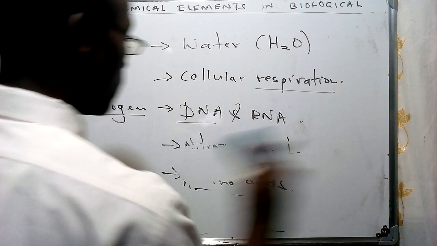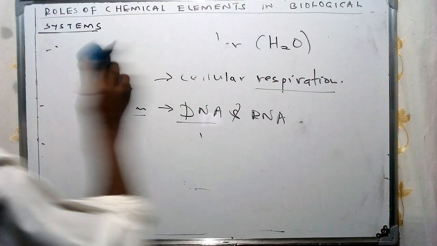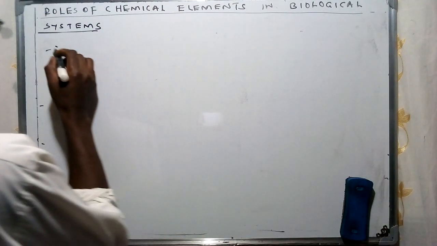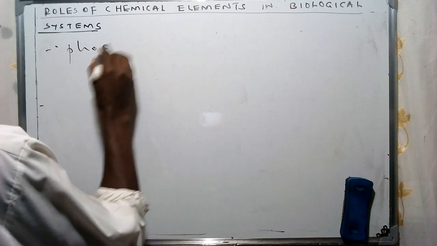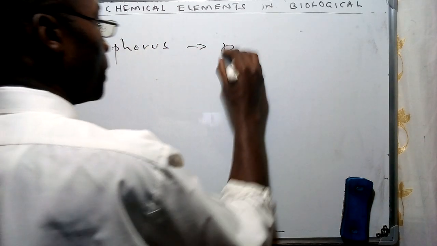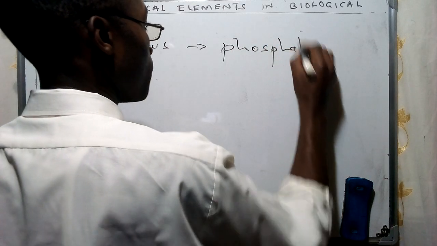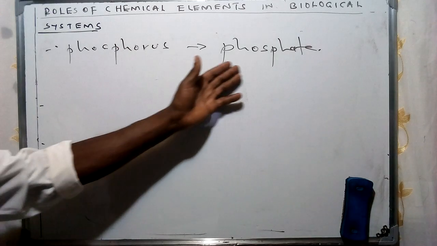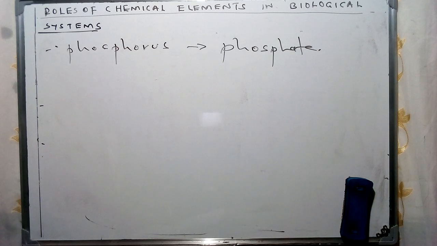So we shall also look at the element phosphorus. From our structure of the DNA and RNA molecules, we said that this specific element is involved in forming a phosphate group, which is an integral part of the nucleic acids, which include RNA and DNA respectively.